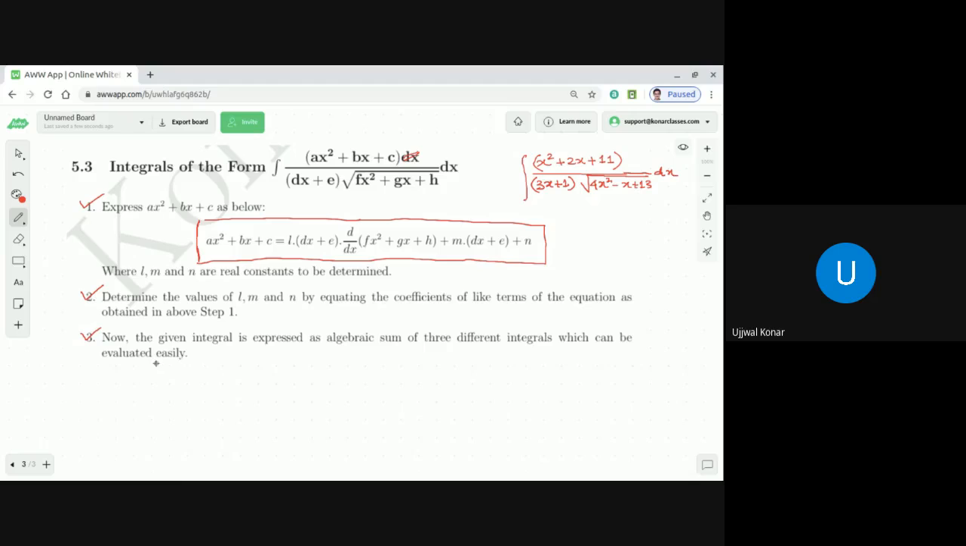Why is the word easily there? Because we have done this earlier. If something we have done earlier, that becomes easy for the future, right? As we have done these things earlier, that form of integration of dx by square root of x square plus s square, or integration of the differentiation of some expression divided by that expression into dx. We know how to do this using the standard formula and method of substitution. That is why the word easily is mentioned. Fine. If there is no doubt, I can proceed to the next one, dear students.